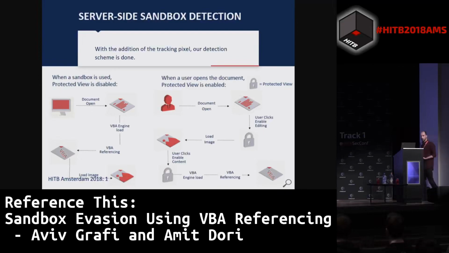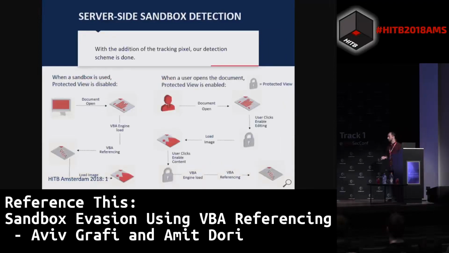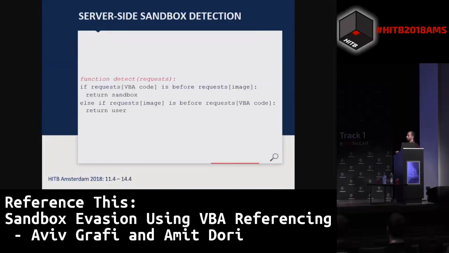And now I'm sitting on the attacker side, intercepting the requests, and I'm trying to decide whether it's a sandbox or a user. And I'm looking at the request, and I'm saying, okay, if I'm seeing requests for the VBA code before I'm getting requests for the image, then this must be a sandbox, because the sandbox is asking for the code and then for the image. And if I look at it the other way and I'm seeing requests for the image and only then requests for the VBA code, then I can decide that this is a user.